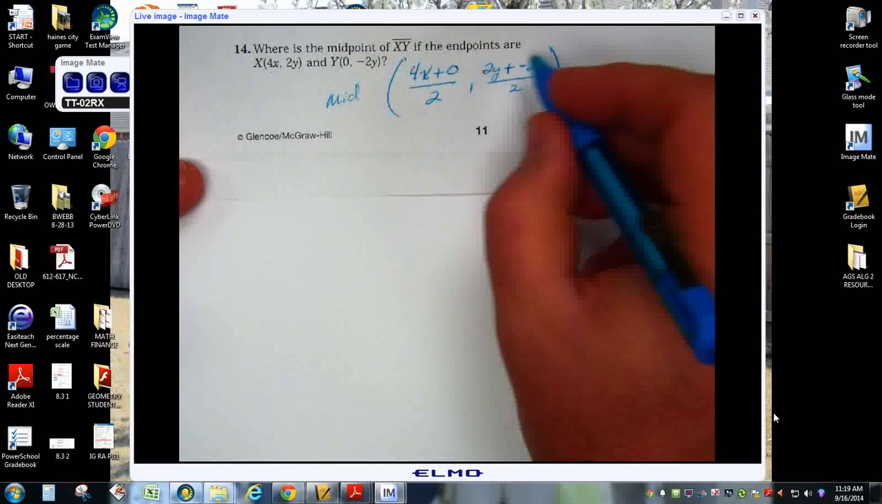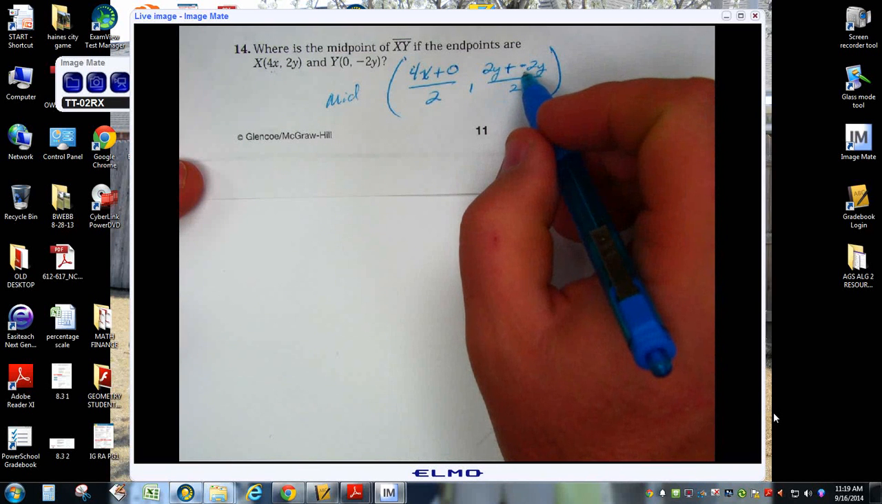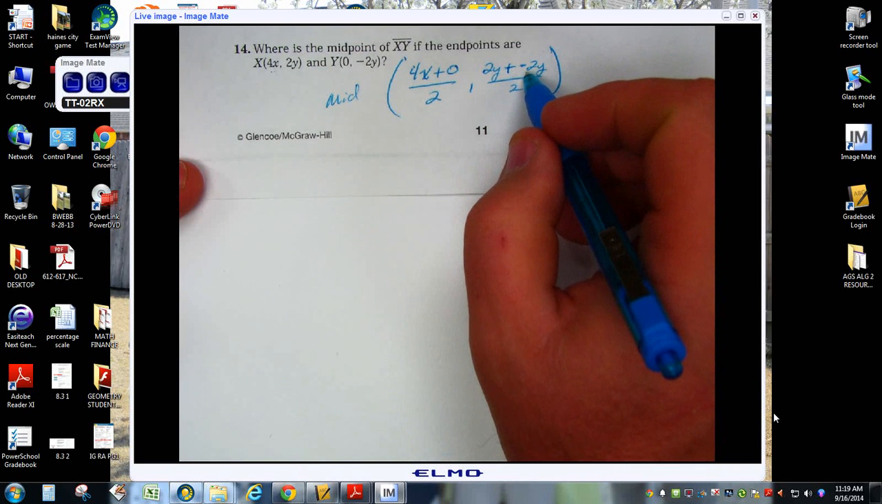Not to pick on you, but you're really not almost right if you say positive 2y here, right? Because that's the exact opposite of 2y, isn't it? Negative 2y?